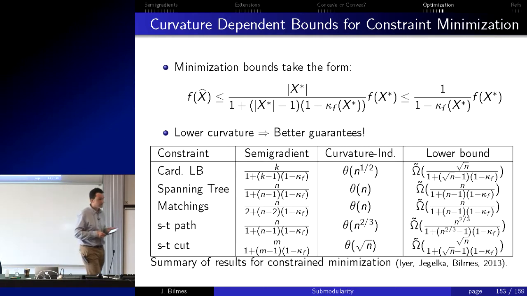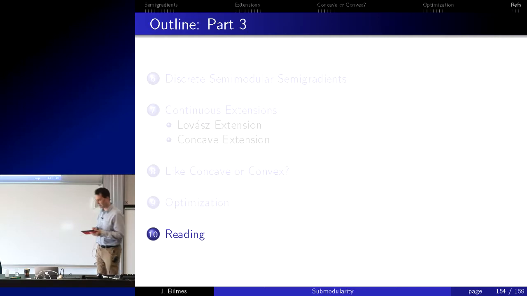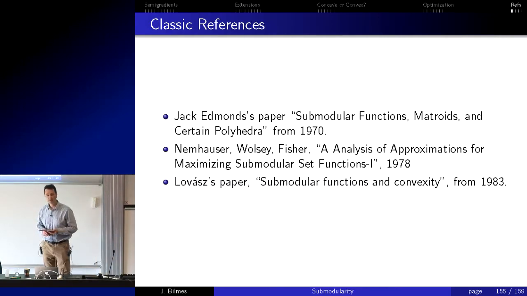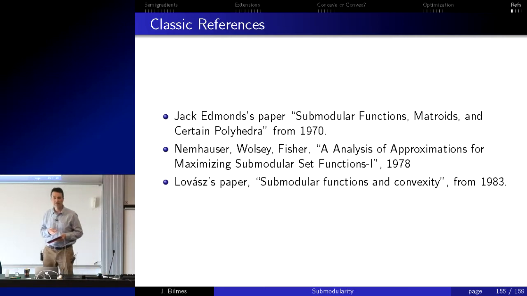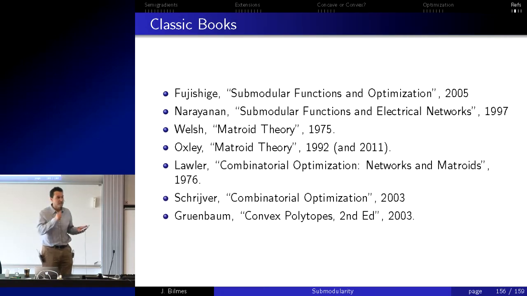OK, so that's the end of the optimization section. I want to give you a few hints as to where you can read next. The three fundamental papers on submodularity, I think, are these three. There's Jack Edmonds' original paper from 1970. There's the Nemhauser-Wolsey-Fisher paper from 1978, which first introduced the 1 minus 1 over e guarantee, and Lovász's paper from 1983. Interestingly, even though these papers are rather old, they still sound very modern and very fresh. So I think one should at some point read them all if one is interested in studying submodularity.